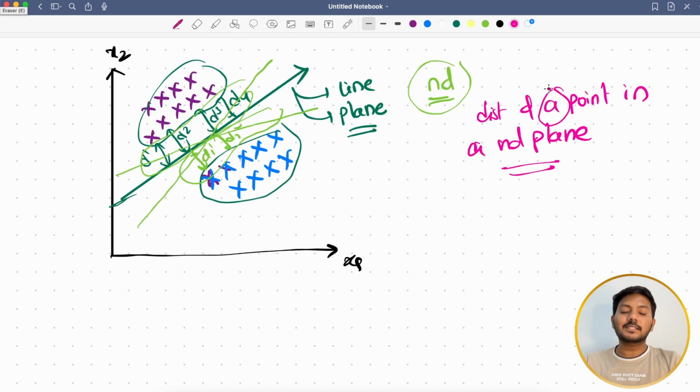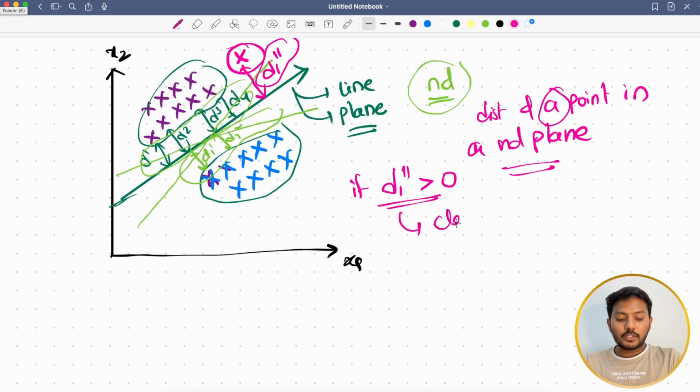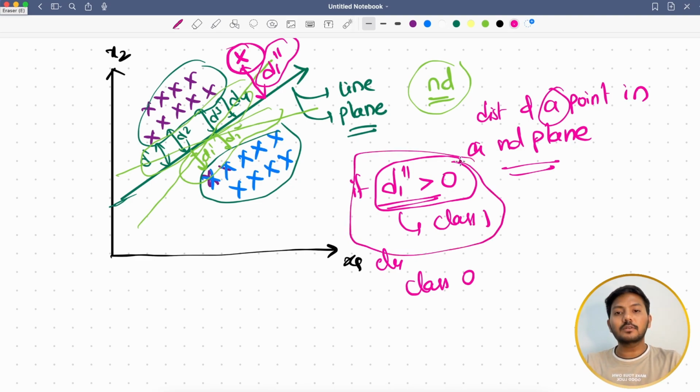By calculating these distances, I will be able to say whether it is a best fit line or not. So let's say once you have trained a machine learning model and you are given a new point here, what we will do is find the distance of this point to this plane, let's say d1 double dash. And if d1 double dash is greater than 0, then I will say it belongs to class 1, else it belongs to class 0. And how are we deciding greater than 0 or less than 0? We will learn that in the next session. So before learning this concept, we need to learn how you can calculate the distance of a point to a given plane. Hopefully that is clear.